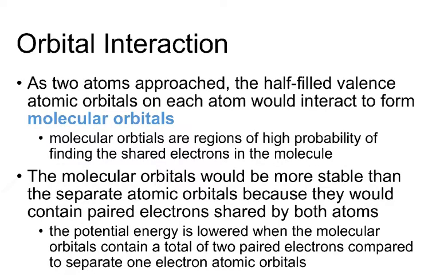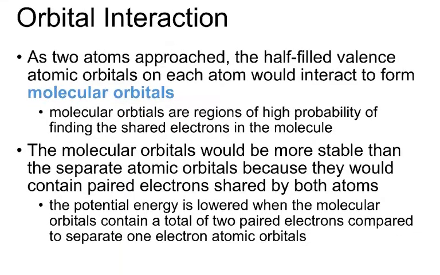So we are going to move on to our next theory of bonding, and that involves orbital interaction. So as two atoms approach each other, the half-filled atomic orbitals on each atom are going to interact with each other to form molecular orbitals. And then these molecular orbitals are more stable than the separate atomic orbitals because they're going to contain paired electrons shared by both atoms.